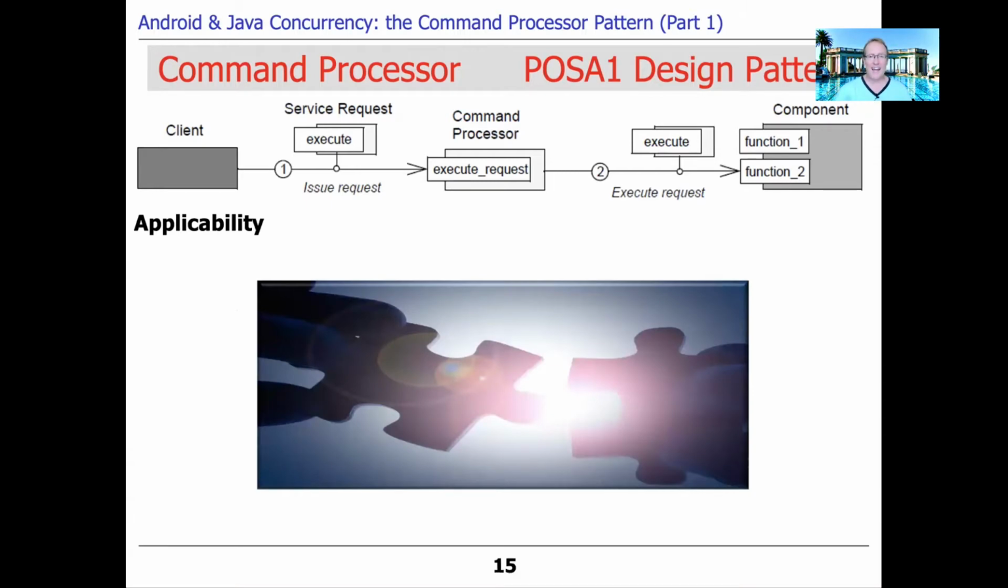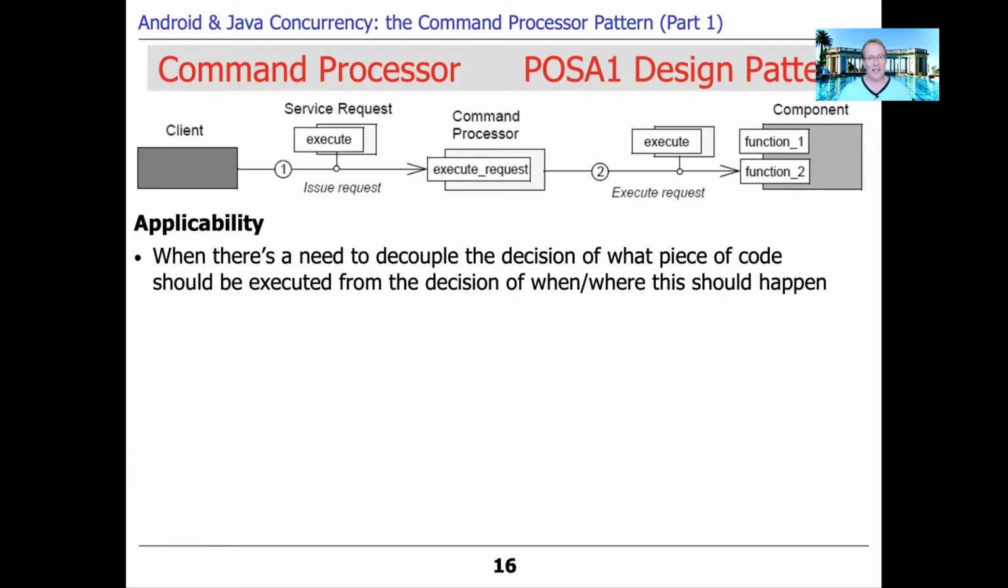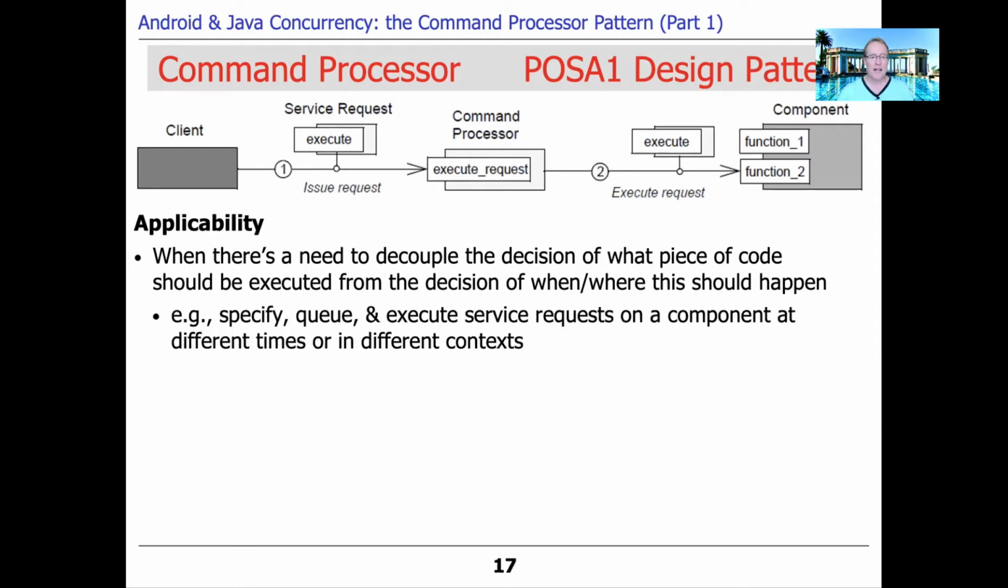So when should you apply the command processor pattern? Well, as is often the case with all these patterns, it's when you need to decouple something. And in this case, we're trying to decouple the decision about what piece of code should be executed or run, like our runnable command, from the decision about when and where this command or this executable should be run.